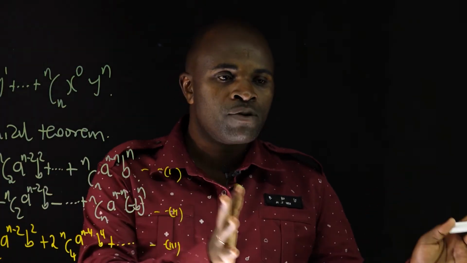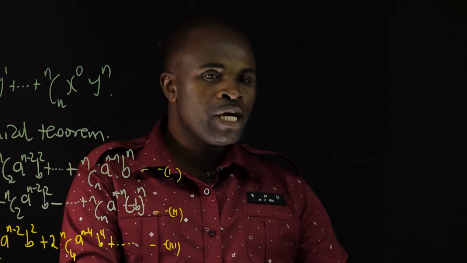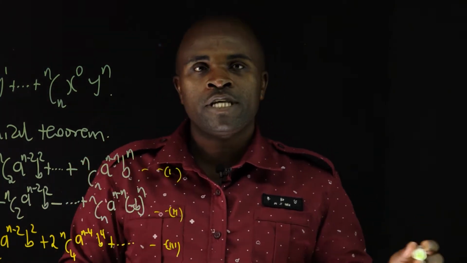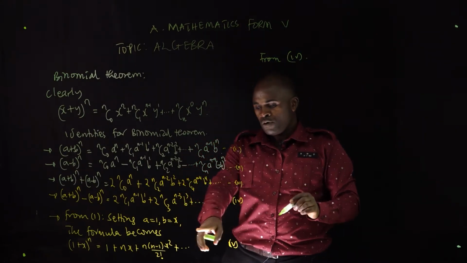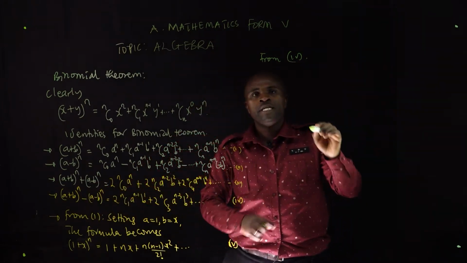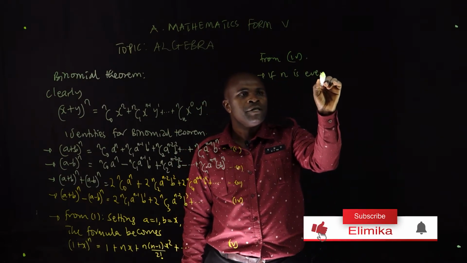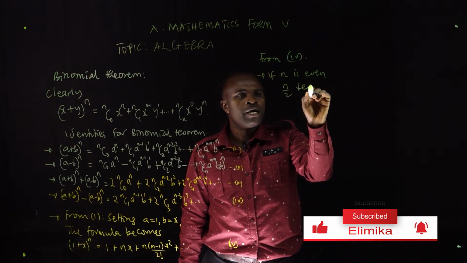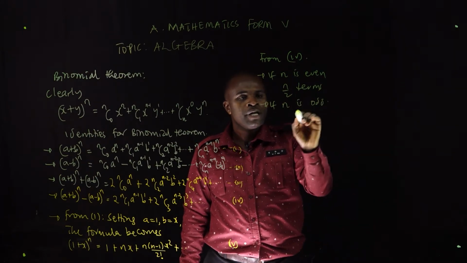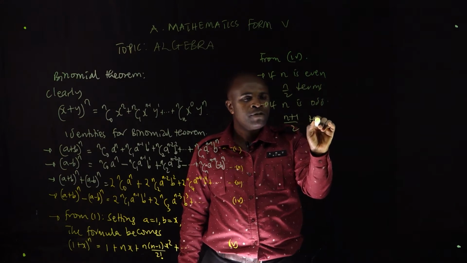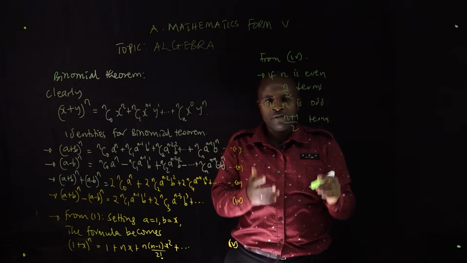So we have seen how we can find the number of terms in the expansion from the binomial theorem. Now we are going to switch to our equation 4. For the number of terms here, if n is even, the number of terms is n over 2 terms. But if n is odd, the number of terms is (n plus 1) over 2 terms. This is one of the applications of the binomial theorem used to identify the number of terms.